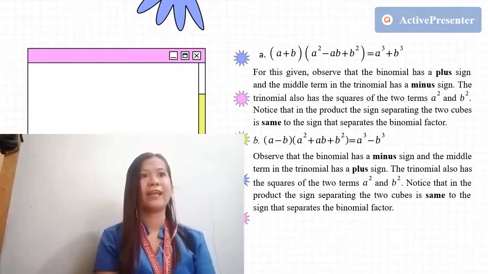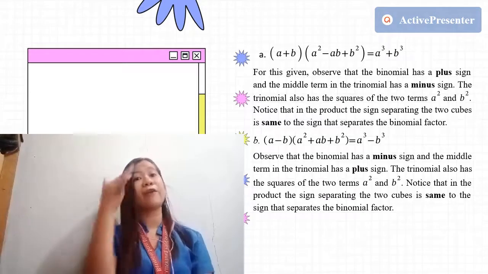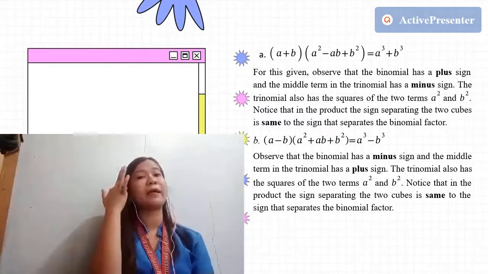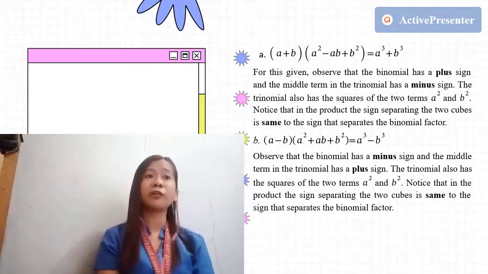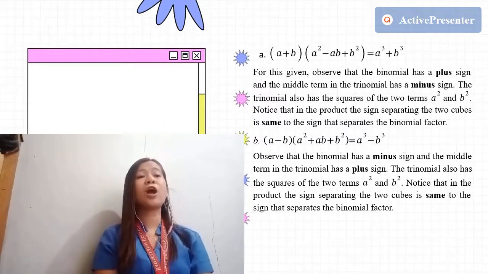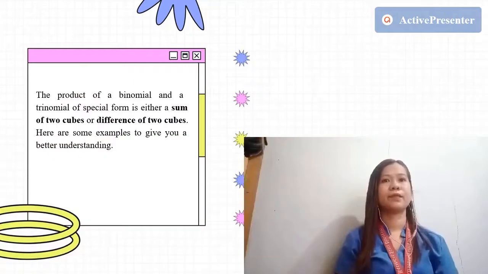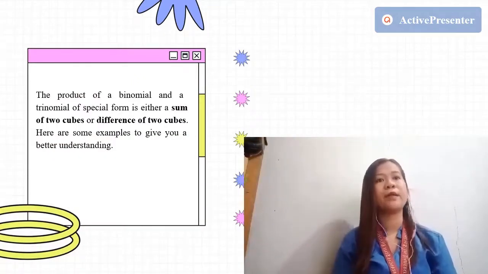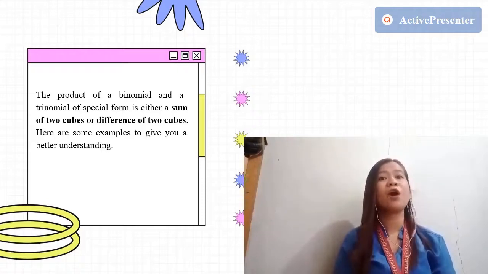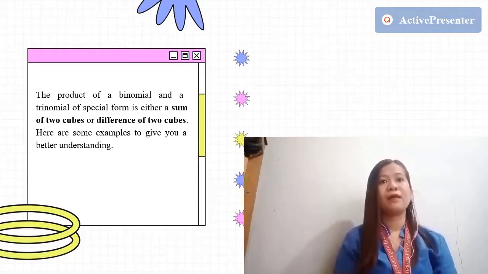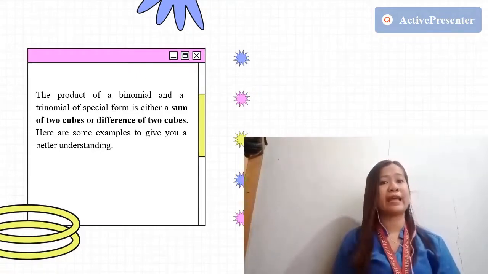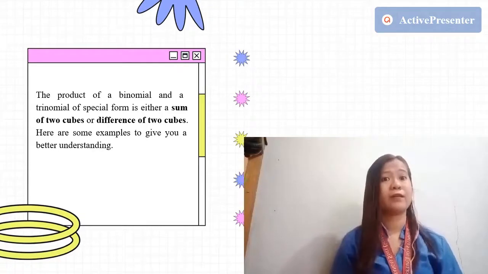Okay, so here, if we are going to find the product of a binomial and a trinomial in special form, we are going to copy the sign of the given binomial. So the product of a binomial and a trinomial in special form can be the sum of two cubes or the difference of two cubes. So let us understand this more with an example.